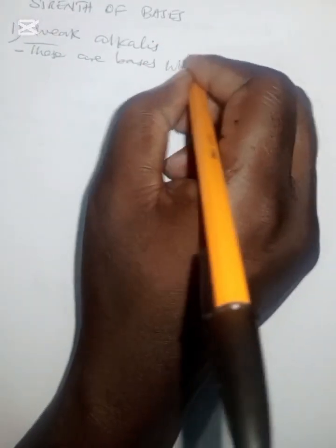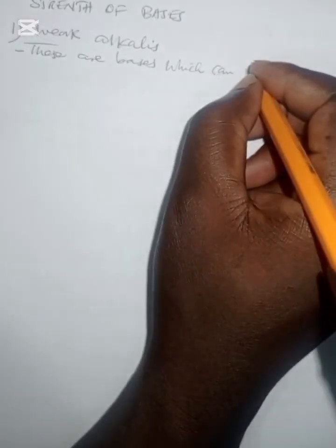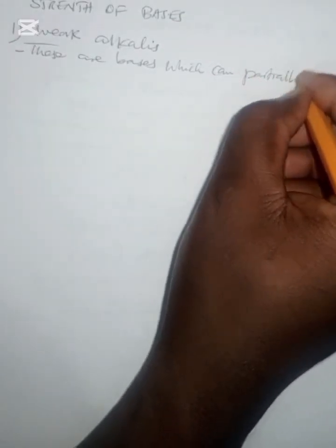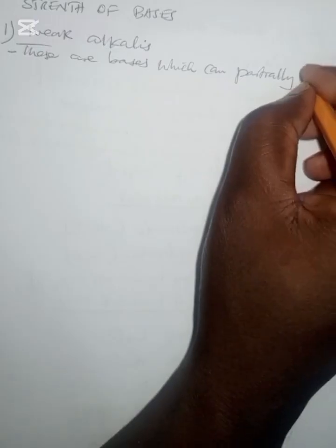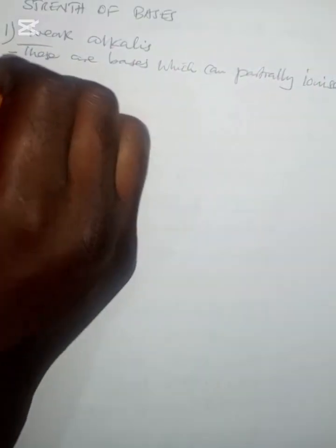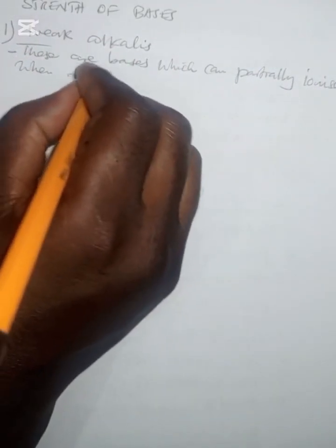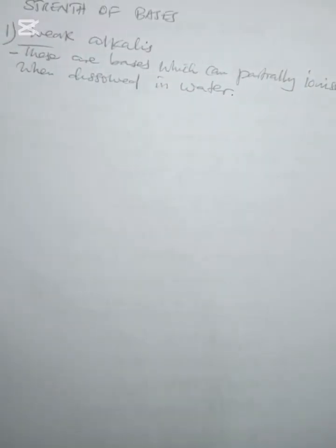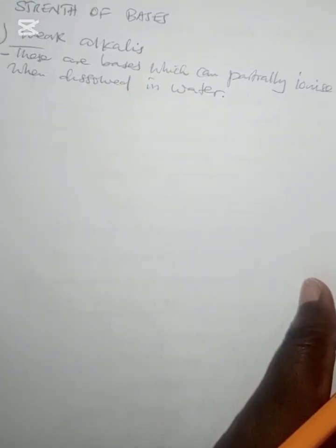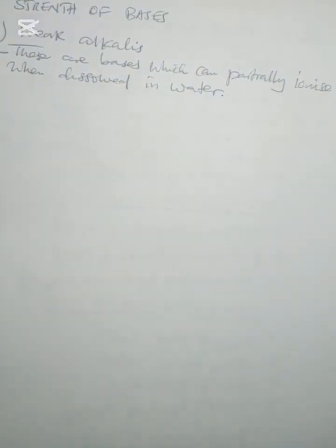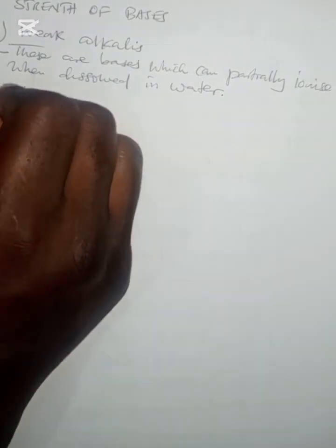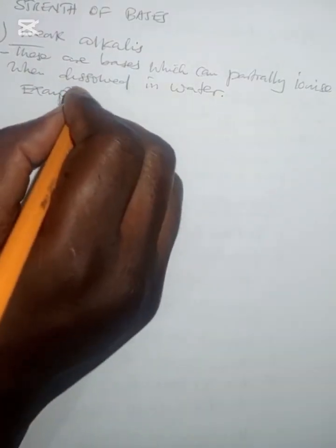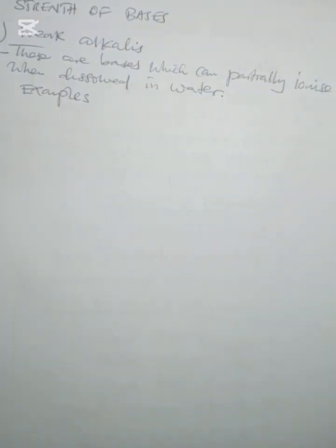Okay, so that's what weak alkalis, weak bases are. Examples of weak bases include ammonium hydroxide.